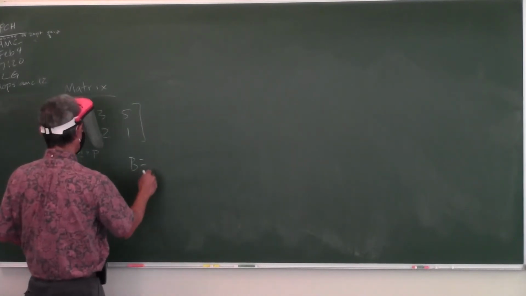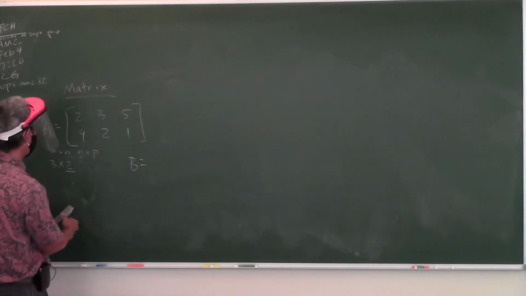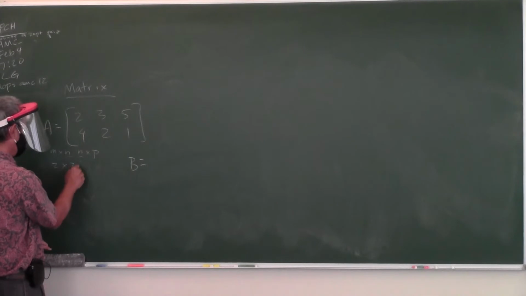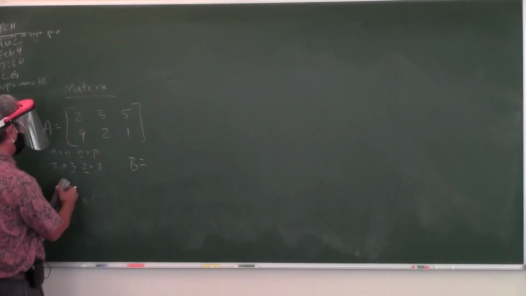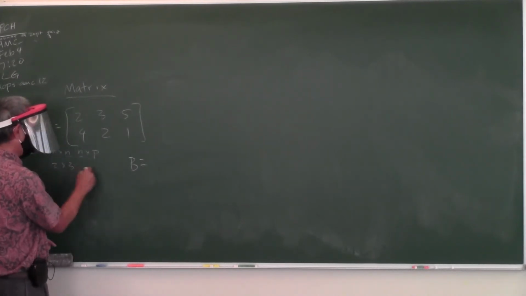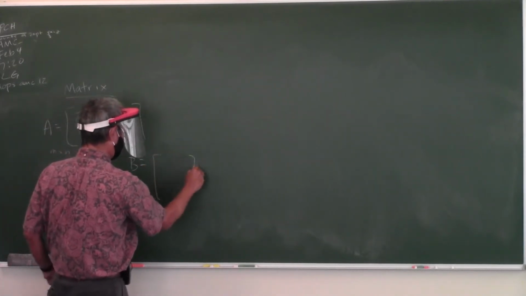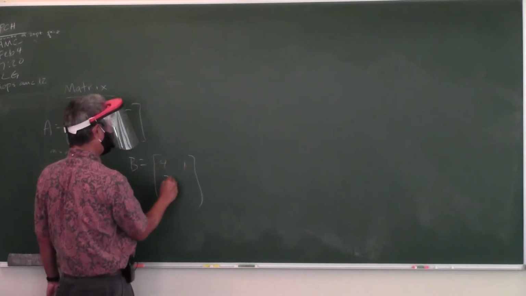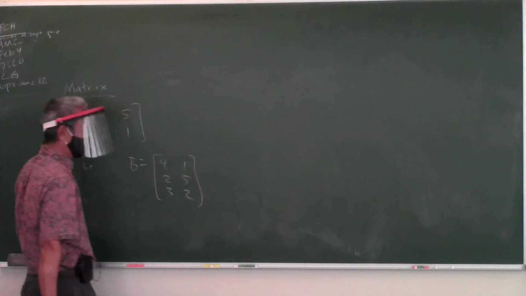Okay, so let's make it 3 by 2. Wait, this is not 2 by 3. It's 2 by 3. These two numbers are not the same. My goodness, I'm losing it here. So 2 by 3, so we need matrix B to be 3 by something. So it's gonna look like this, I guess. Okay, let me think of some numbers. 4, 1, 2, 5, 3, 2.